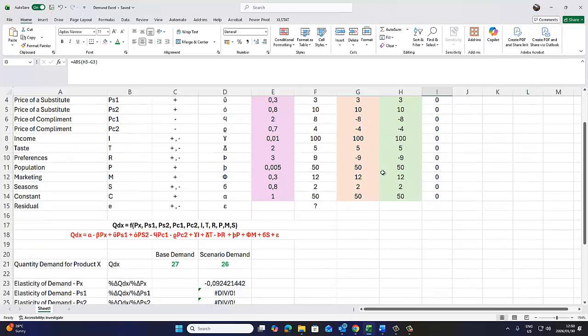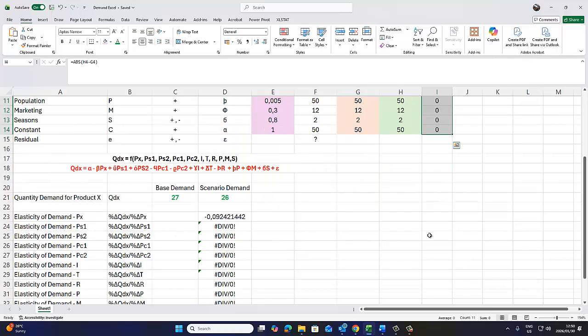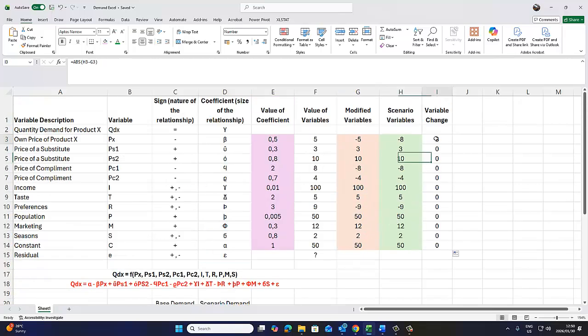Now, if the price increased by 3 rand, from 5 rand to 8 rand, ceteris paribus, meaning all these other variables stay the same and nothing changes, demand will decrease from 27 to 26. Very small, a 1 unit decrease. So the price increased by 3 rand.